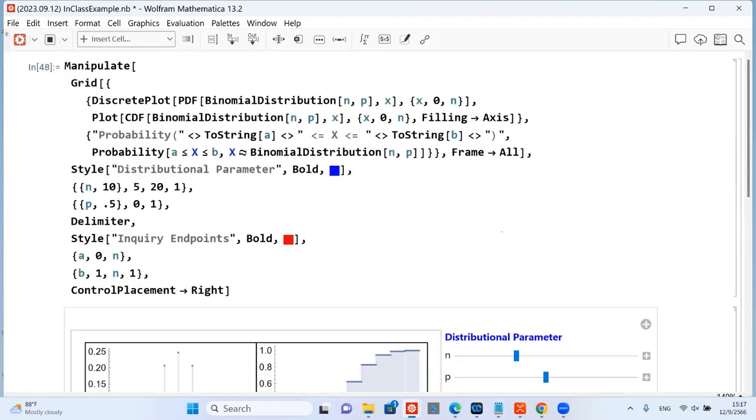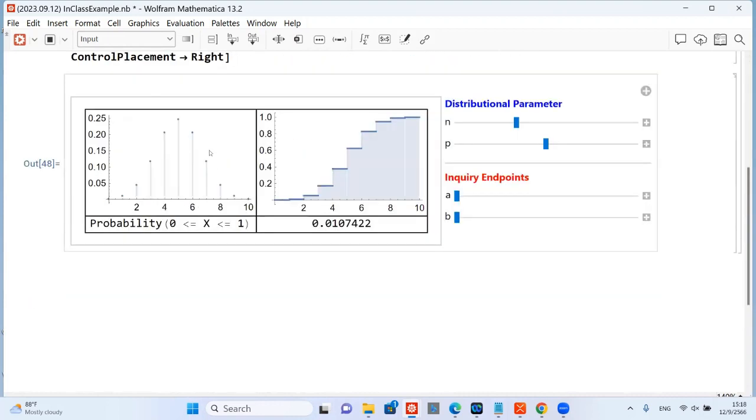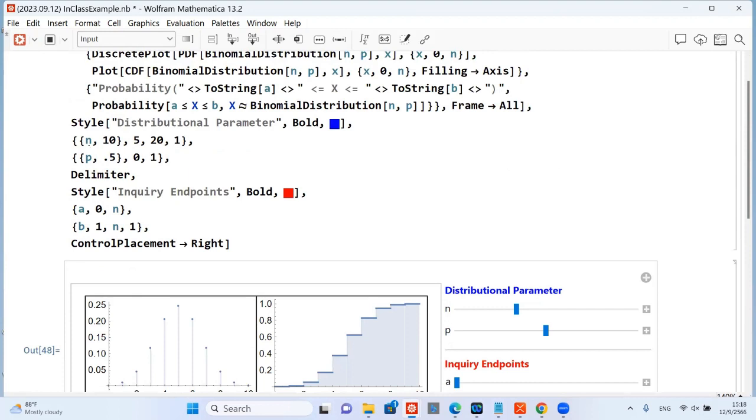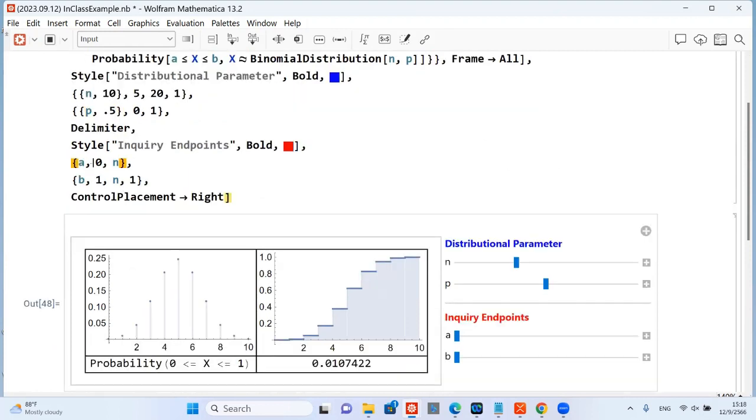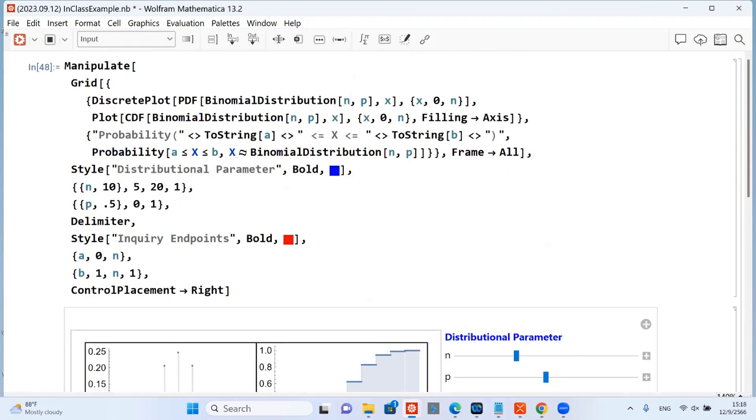I can send you this, just an example, okay? Right. So what does this do? This is manipulate, right? This sets up the interactivity, right? These are the things that you play with. N is the parameter of the distribution. So is P. Inquiry endpoint, okay? So the inquiry parameters are A and B, right? And what do you have here?